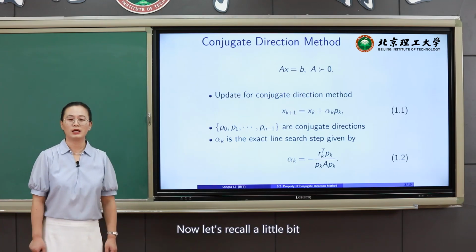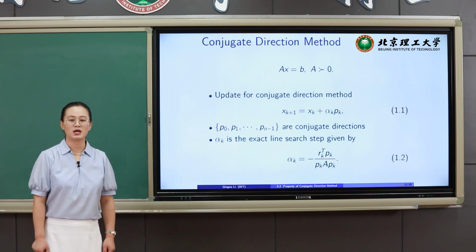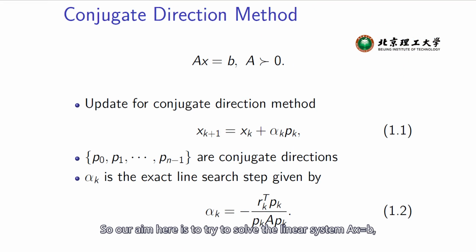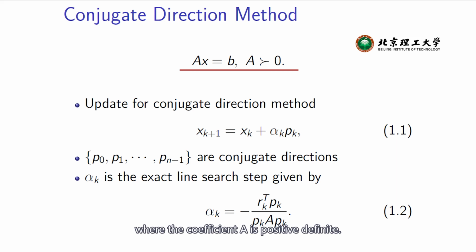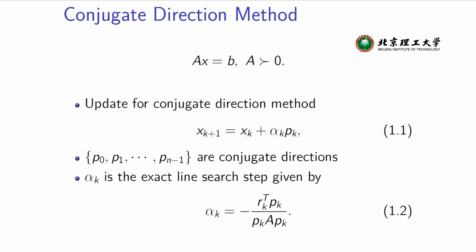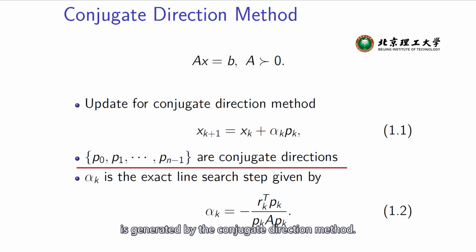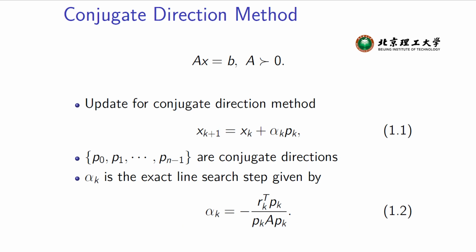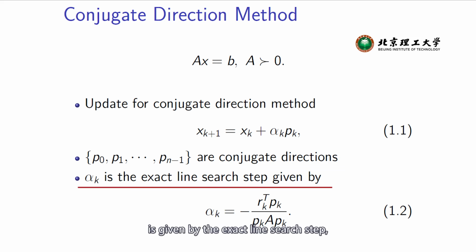Now let's recall a little bit about the conjugate direction method. Our aim here is to solve the linear system Ax = b, where the coefficient matrix A is positive definite. We use the conjugate direction method, meaning that we update the iteration by a line search strategy, where the search direction is generated by the conjugate direction method, and the step length is given by the exact line search step, which has an explicit formula. With these settings, we can have some important properties.